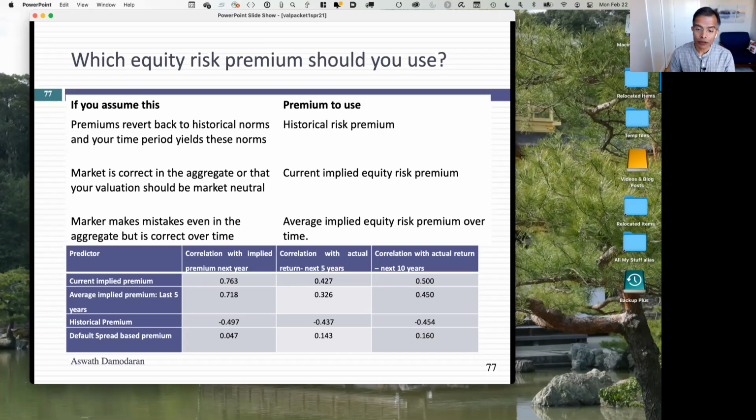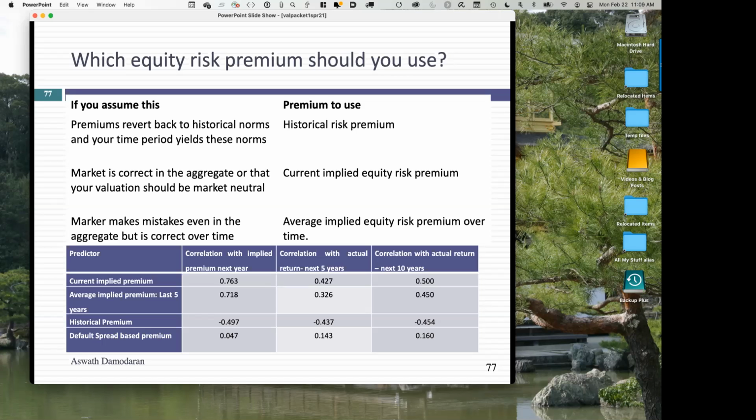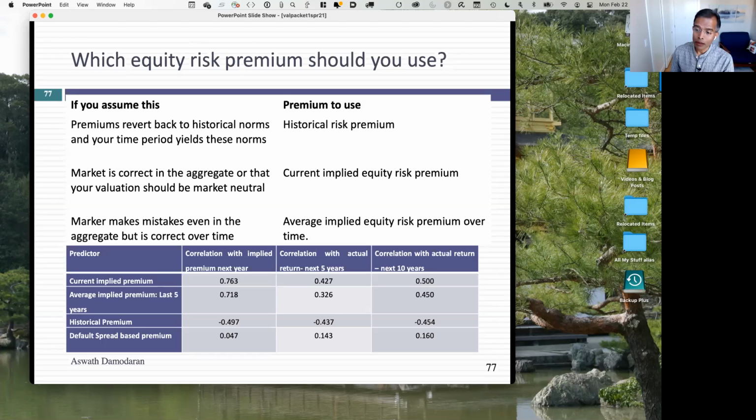4 different approaches. And I've looked at each one's correlation with returns next year, the next 5 years, the next... remember, you want a high positive number. Well, guess which one seems to win on almost every single dimension? It's the implied premium. Much as we mistrust what the market is doing, it turns out to be the best predictor, and which is the worst possible way to estimate equity risk premiums.